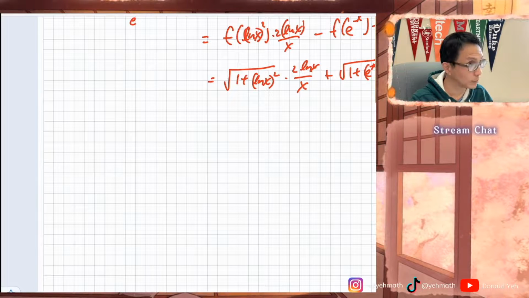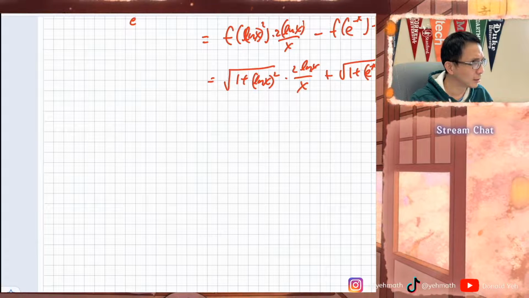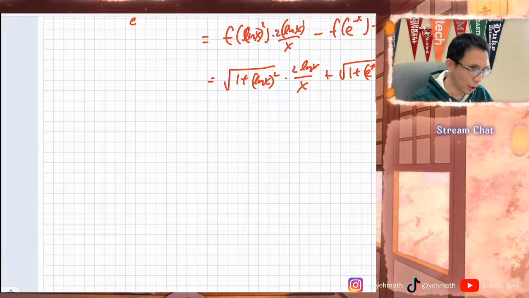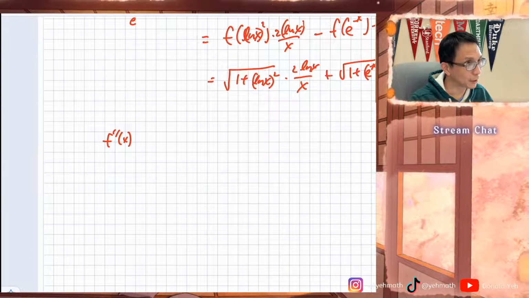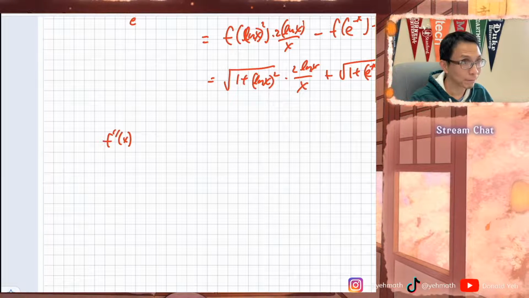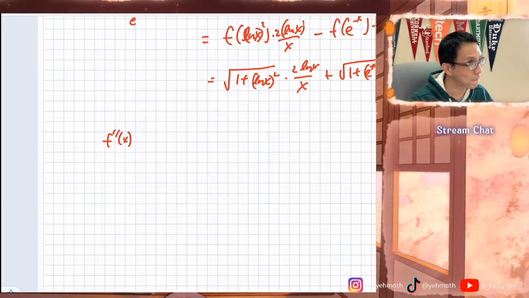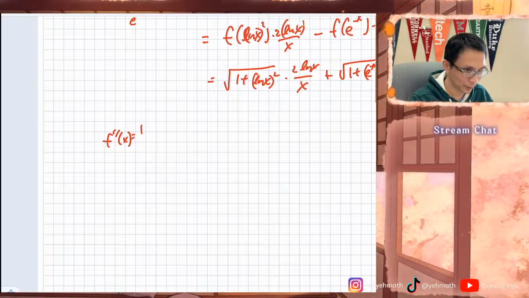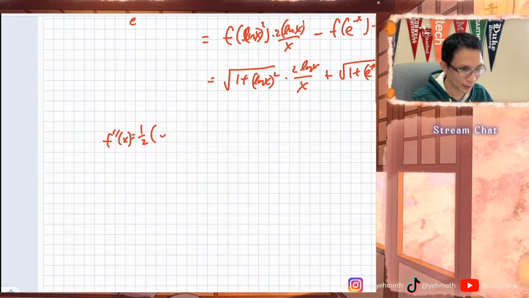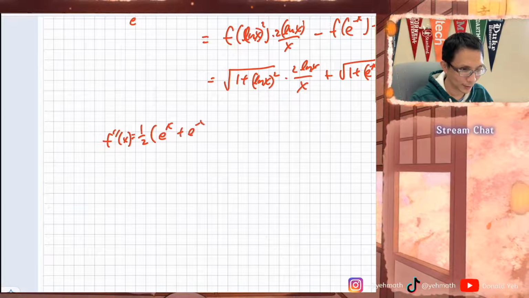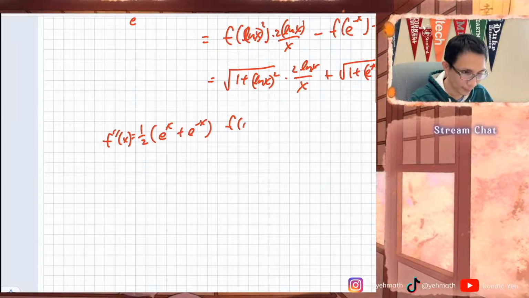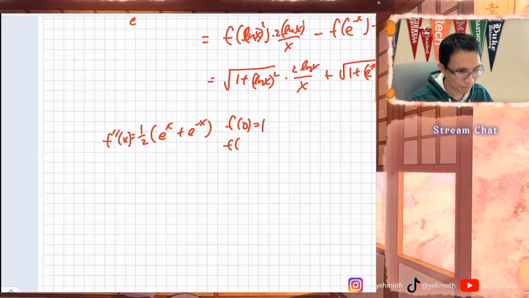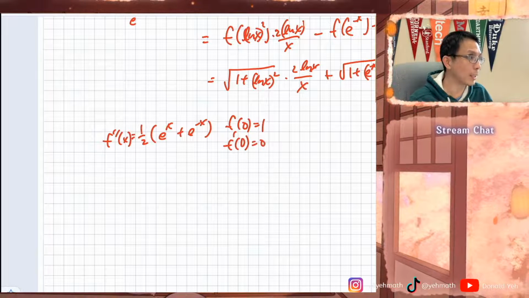Take a double integral. Are you saying double integral? Yeah, because you gave us f double prime. Oh, f double prime. Okay, good. You scared me. The double integral is calculus 3. So f double prime equals 1/2 in parentheses e to the x plus e to the negative x. And what is the initial condition? f of 0 equals 1, f prime of 0 equals 0.